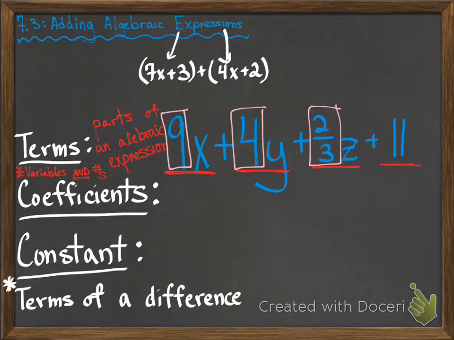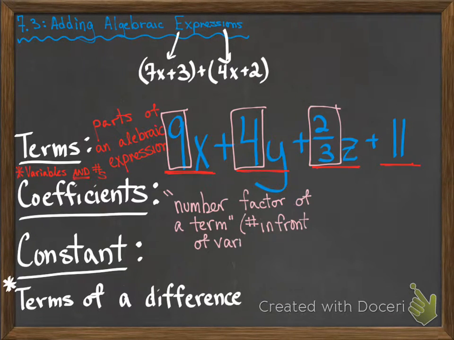Okay? So you can see the pink boxes already. I've pink boxed all the numbers in front of the variables, and those are your coefficients. So the official definition of a coefficient is number factor of a term. So the factor is something you multiply by. A term is a part of an algebraic expression. So it's the part of the algebraic expression that you multiply your variable by. That's kind of a not great definition. I think about it as the number in front of the variable. 9x, the number in front of x is 9. 4y, the number in front of y is 4. 2/3 z, the number in front of z is 2/3.